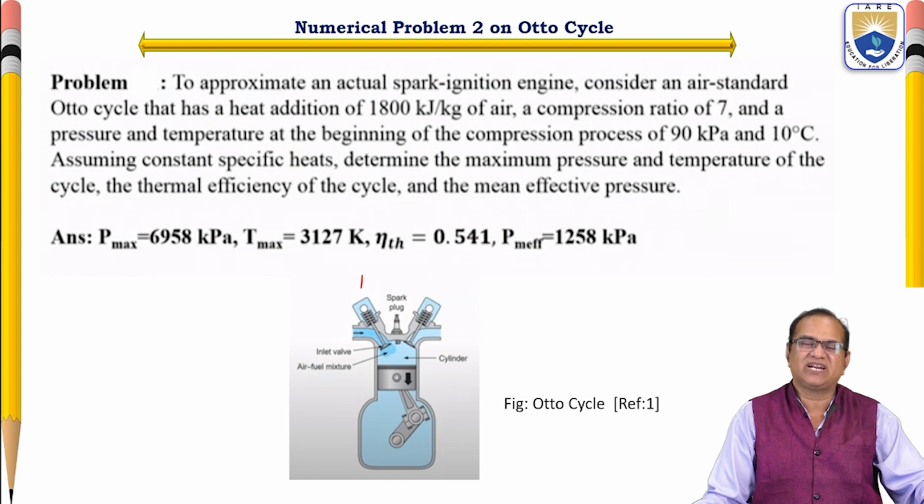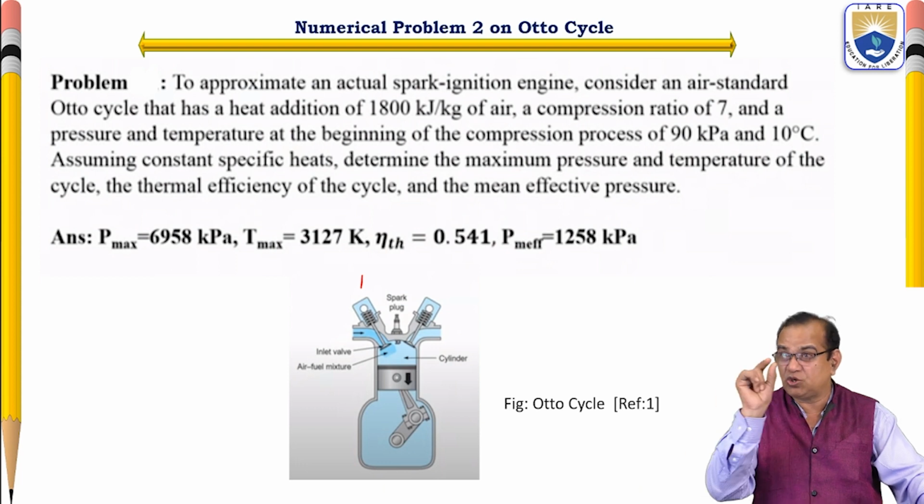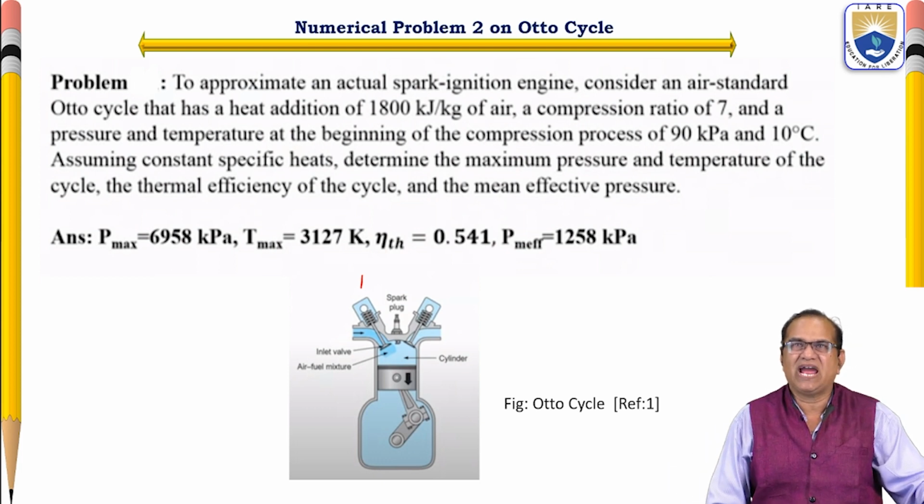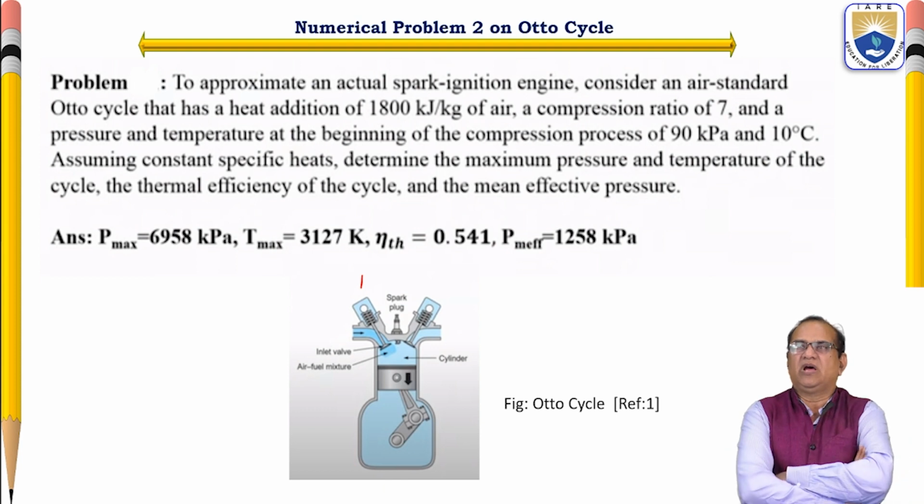Consider an air standard Otto cycle that has a heat addition of 1800 kilojoule per kg. Means Qin is given, of air, a compression ratio rc is also given, and a pressure and temperature at the beginning of the compression process of 90 kilopascal and 10 degrees centigrade.